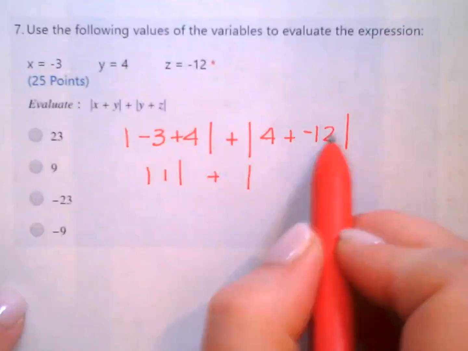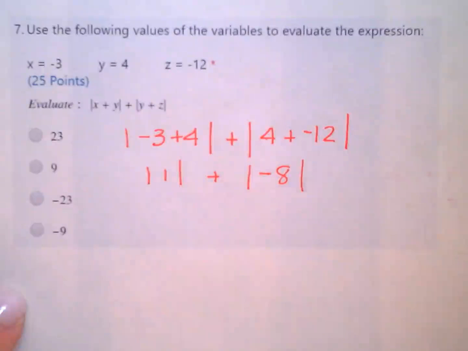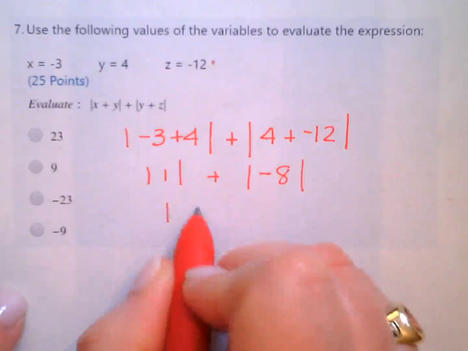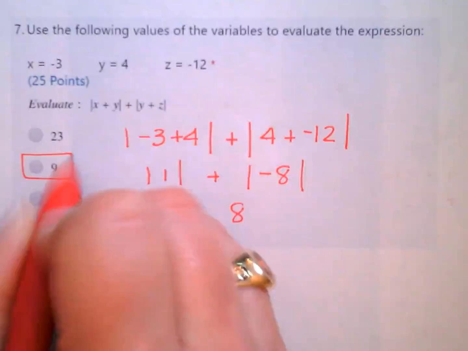Plus, here I have more negatives, so I know my answer is negative, and I have 8 more negatives. Once I take their absolute values, I get 1 plus 8 for a grand total of 9. And that is the solution.